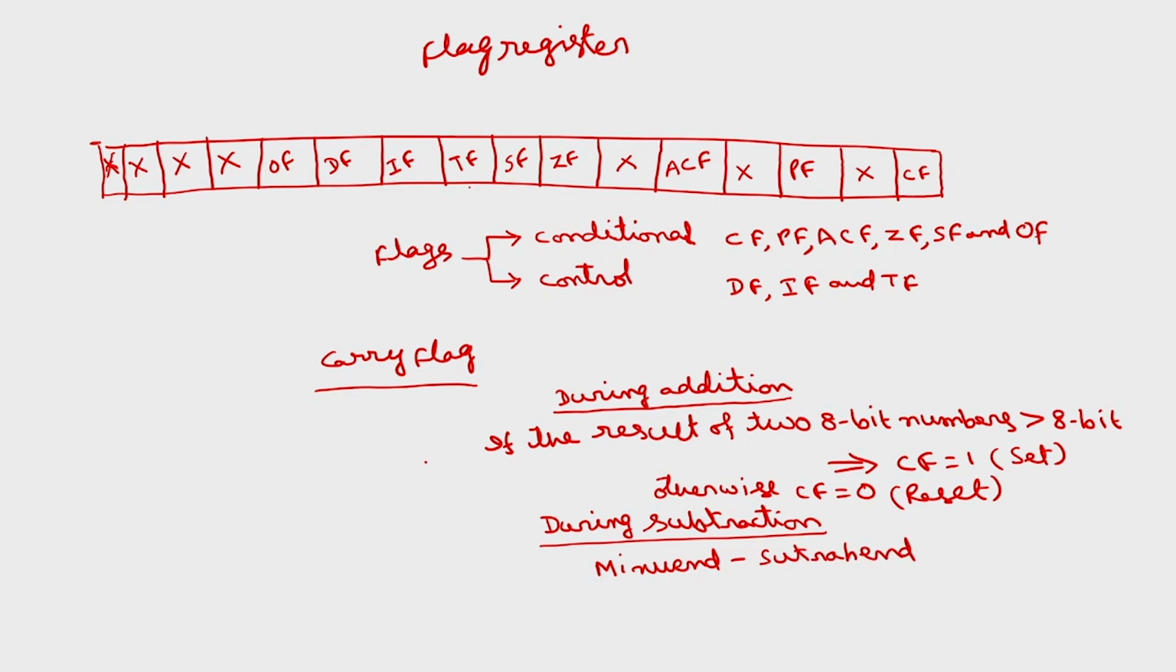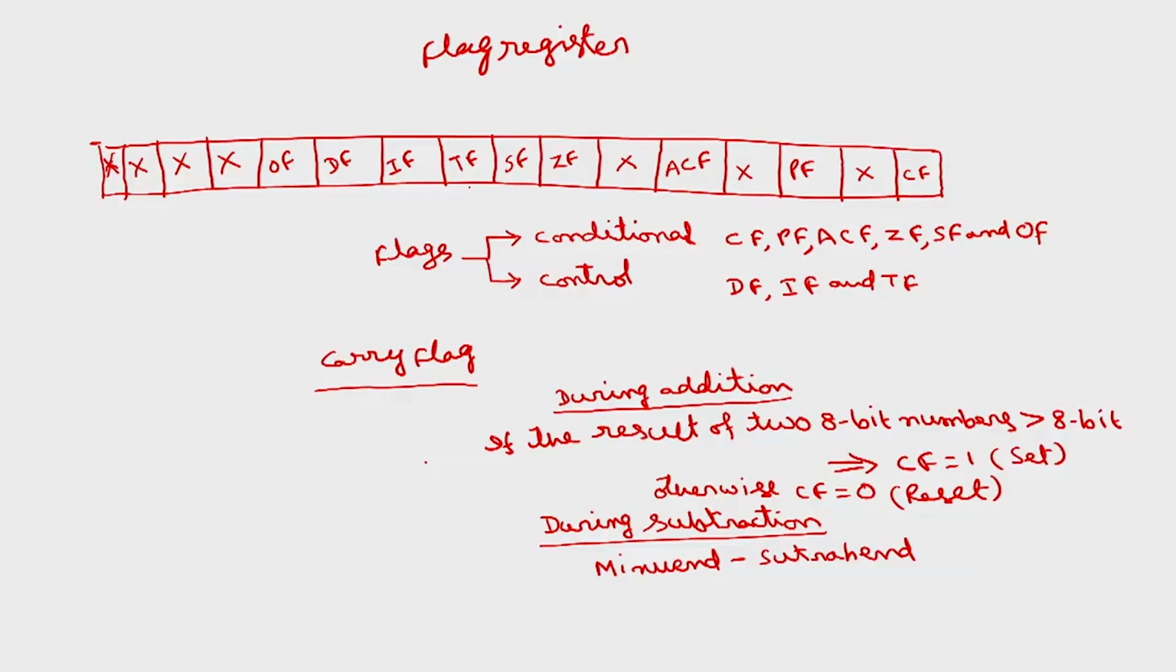If subtrahend is greater than minuend, then in that case the carry flag will be set. So, there is no borrow flag. So, even in case of borrow also carry flag will be set. Subtrahend greater than minuend implies carry flag is set. That means this subtraction needs a borrow.